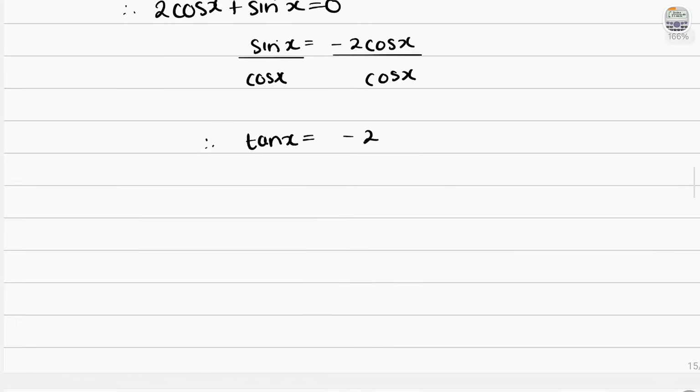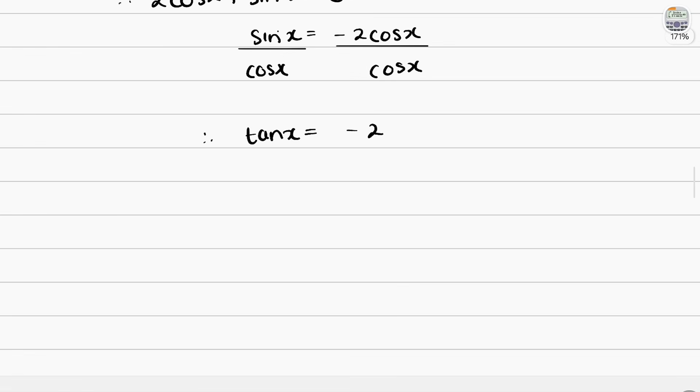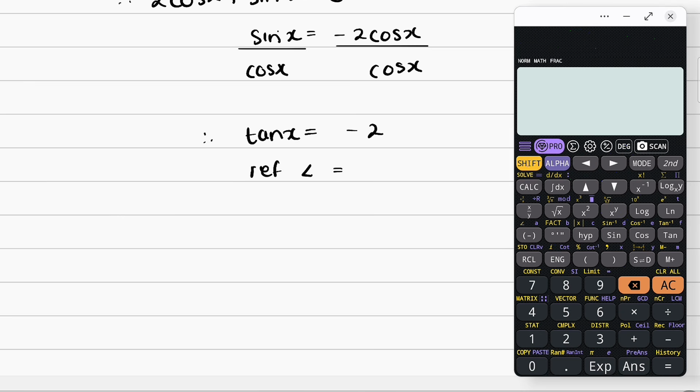So when solving for x here, what we're going to do is first find the reference angle. Our reference angle would be found simply by transposing tan. So you're using the second function of tan. When it comes over, it becomes the second function. So shift tan of negative 2. This is the difference between that table method, when you ask yourself, is tan going to be positive or negative in this quadrant? In this case, you don't have to say shift tan of positive 2 and then start considering the quadrant. You can just say shift tan negative 2 and get your reference angle.